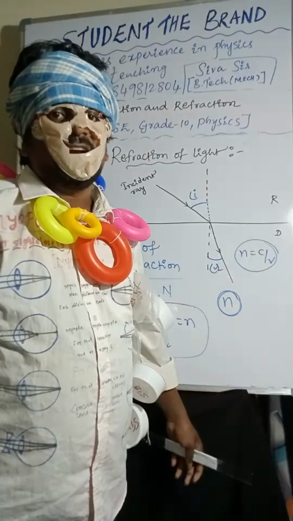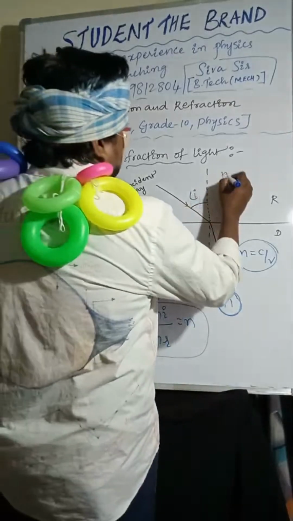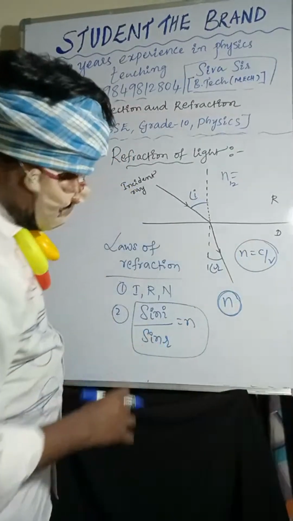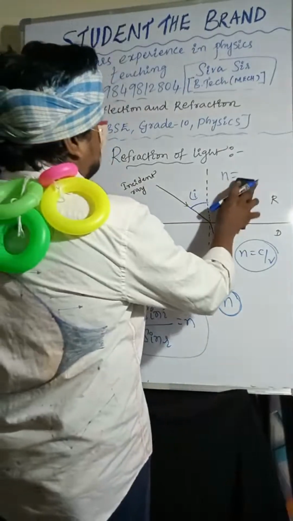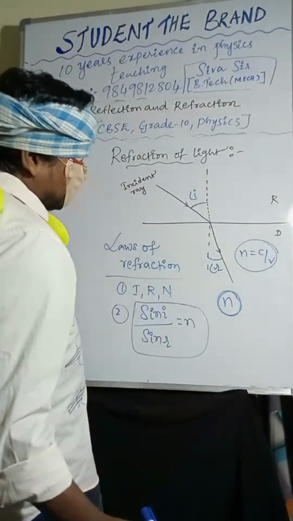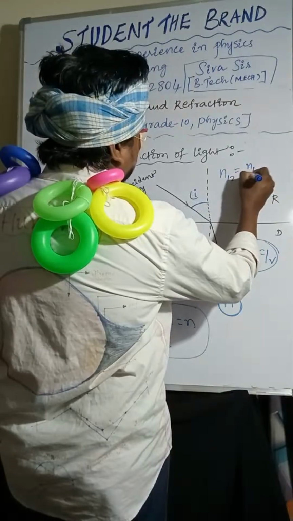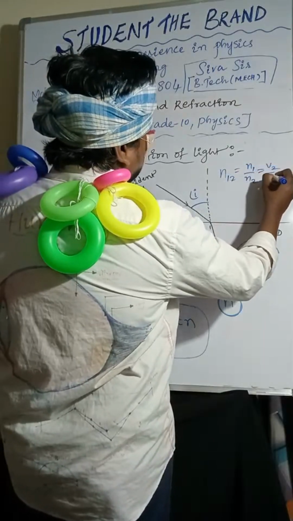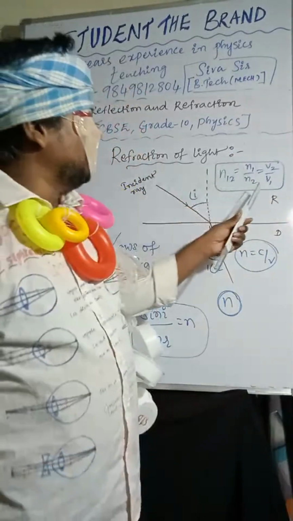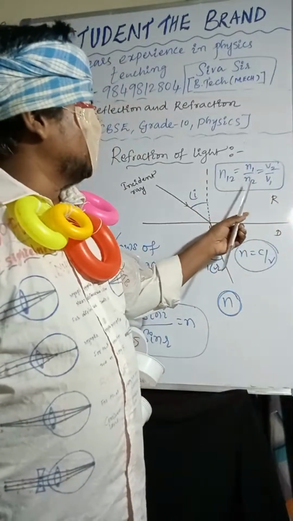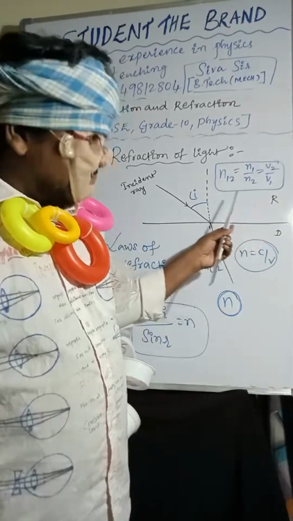Coming to the relative refractive index. Taking medium 1 and medium 2, the refractive index of medium 1 with respect to medium 2 is n12. That is nothing but v2 by v1. So n12 equals n1 by n2 equals v2 by v1. Okay, so that is about it.